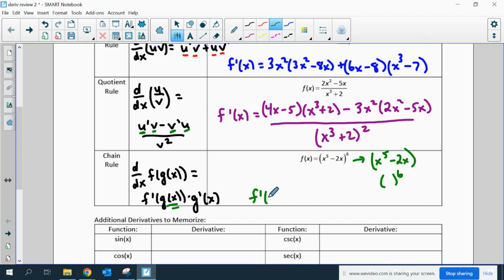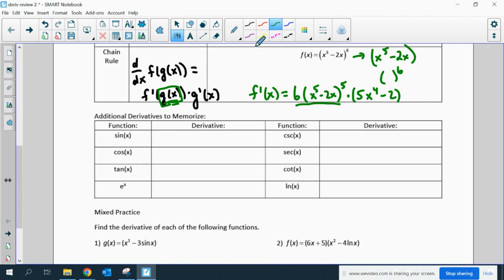So if I take the derivative of this, I'm going to do the exponent power rule. So 6 times whatever that inside function is, leaving that the same, to the 5th power. So that's the first part. That's taking the derivative of that outer function and leaving the inner part the same. Then I'm going to multiply it by the derivative of the inside, which is 5x to the 4th minus 2. Again, you do not have to simplify it.